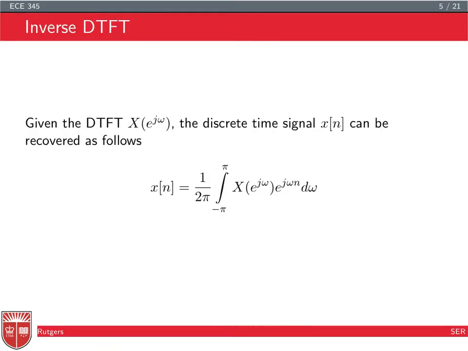Now, given the DTFT of a signal, X(e^{jω}), we can recover the discrete time signal x[n] using the following inverse DTFT formula. x[n], the value of the signal at time n, is 1 over 2π times the integral between negative π and positive π of X(e^{jω}) e^{jωn} dω. And we're going to use this formula many times in the examples.